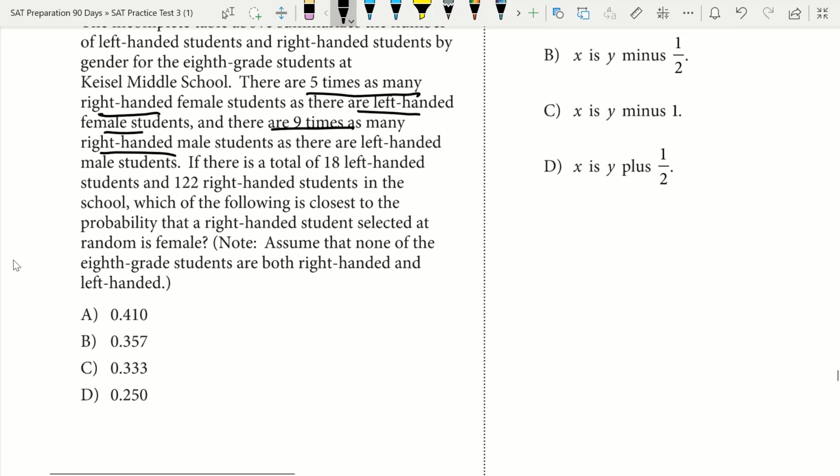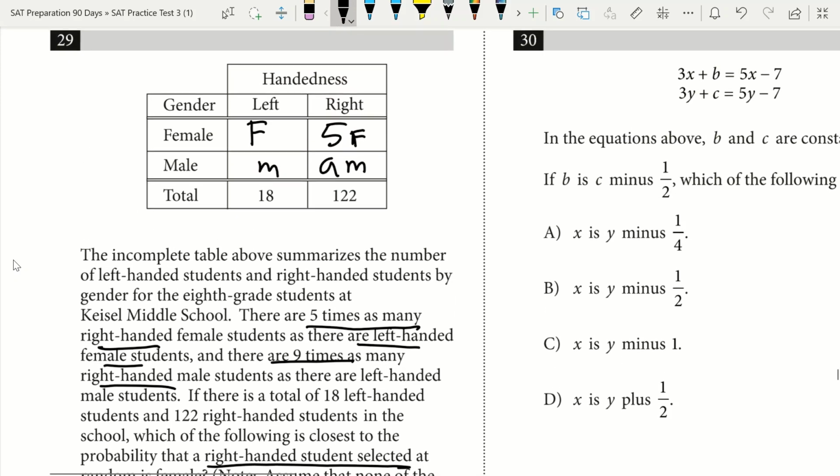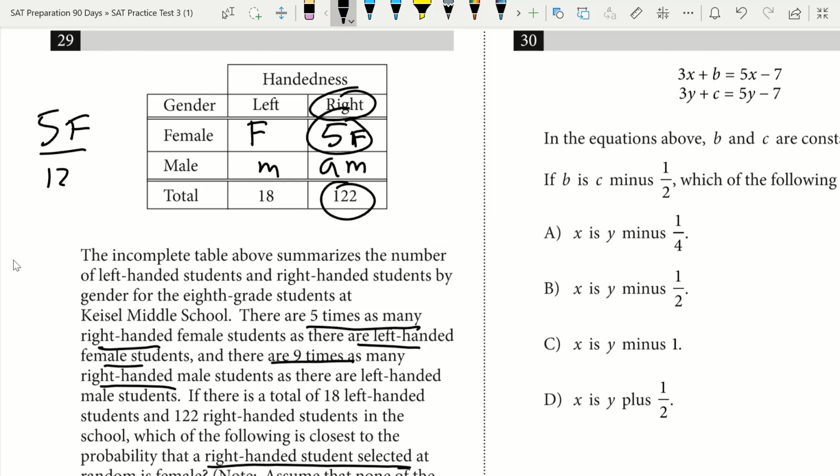If there's a total of 18 and then a total of 122, I already see that in my table. Which of the following is closest to the probability a right-handed student selected at random is female? Okay, so I'm looking for probability. I have a right-hand student, so my total is going to be out of 122, probability that they're female. So I'm looking for the value of 5F over 122. That's going to get me my answer. So I've got to solve for that somehow.